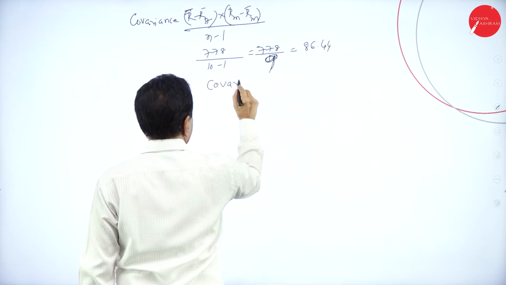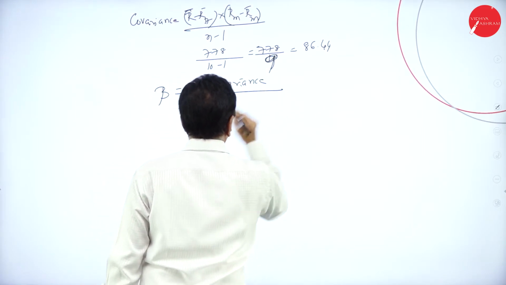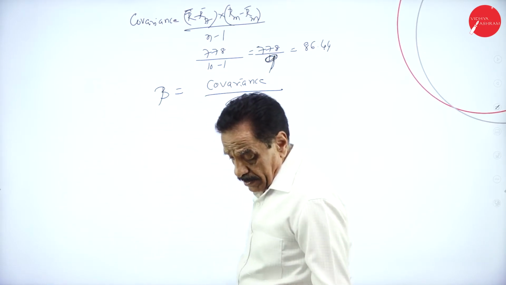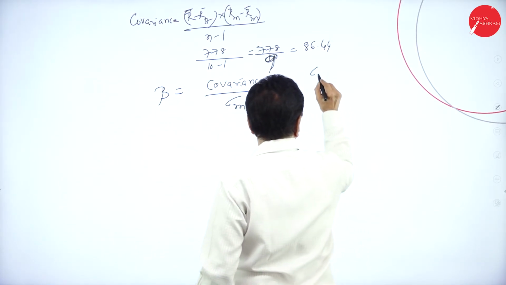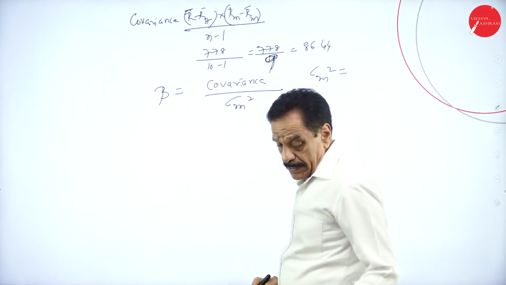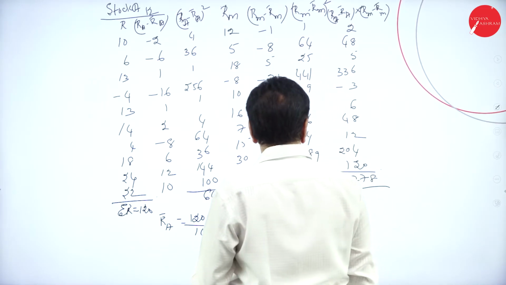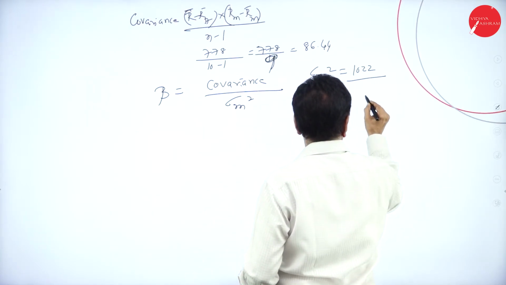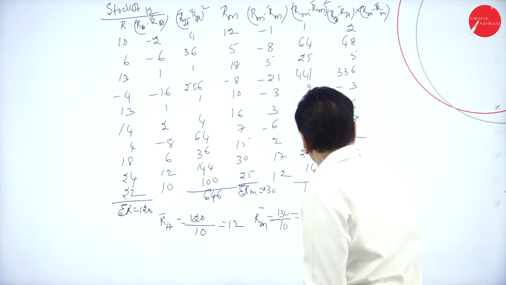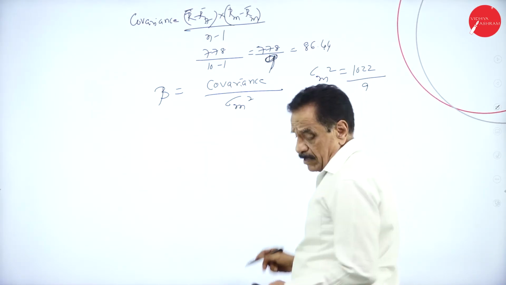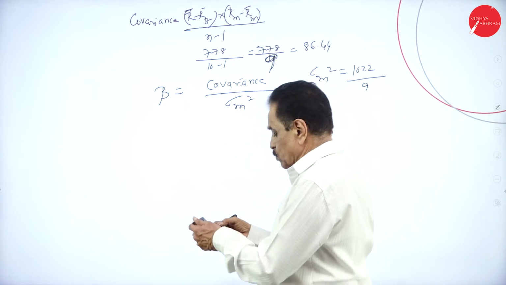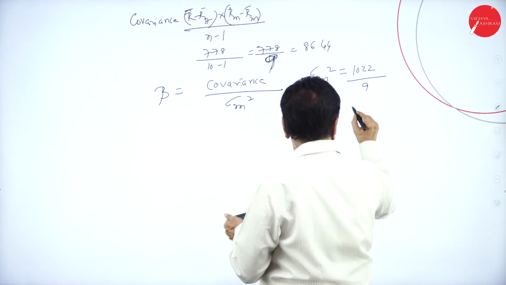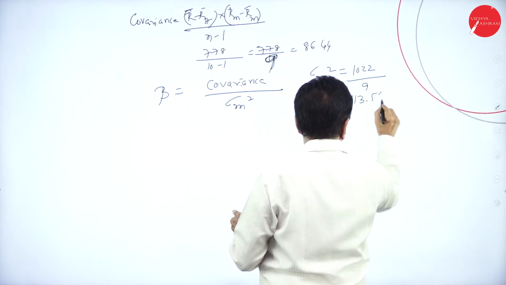Then beta is equal to covariance divided by market variance. Your market variance is equal to, how much do you have? 1022 divided by 9. 1022 divided by 9 is 113.56.